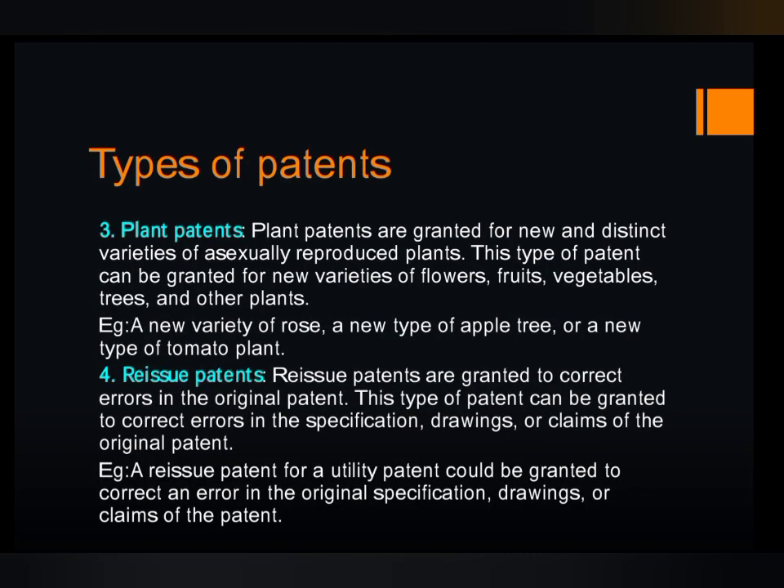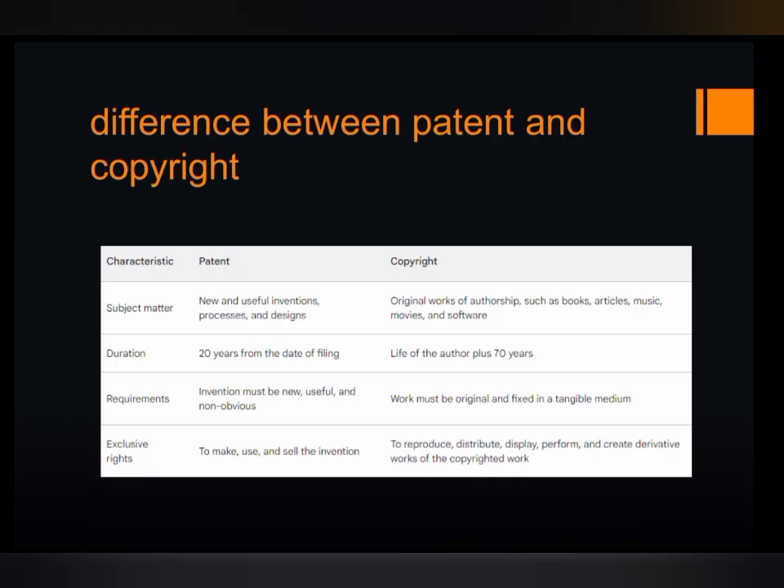So this is all about the different types of patents and what is meant by patent. Now let us see the difference between patent and copyright. Patent and copyright have somewhat similar meanings, so it can be a little confusing. Both are a part of IPR, intellectual property rights. The patent is given to new and useful inventions, processes and designs, whereas the copyright is given to original works of authorship such as books, articles, music, movies and software.